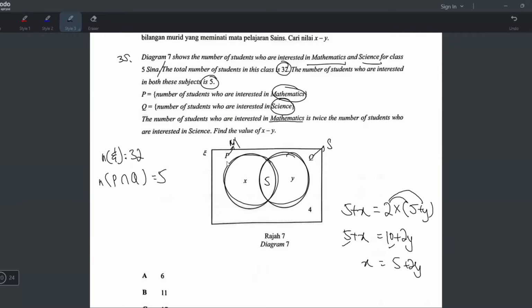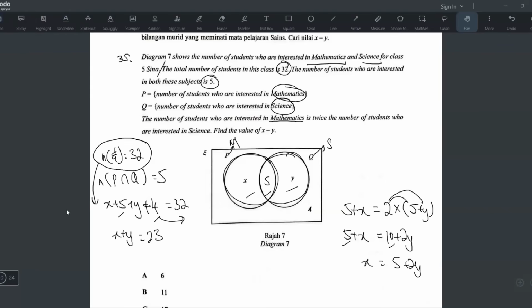Now, how to find the other equation? Don't forget there's one more piece of information. Remember this? Number of the universal set is 32. That means everything added together must be 32. That means x plus 5 plus y plus 4, all these numbers added together equals 32. Now the like terms can be combined. So x plus y I write first. 5 plus 4 is 9. Move it over and it becomes minus 9. 32 minus 9, you can press, is 23.